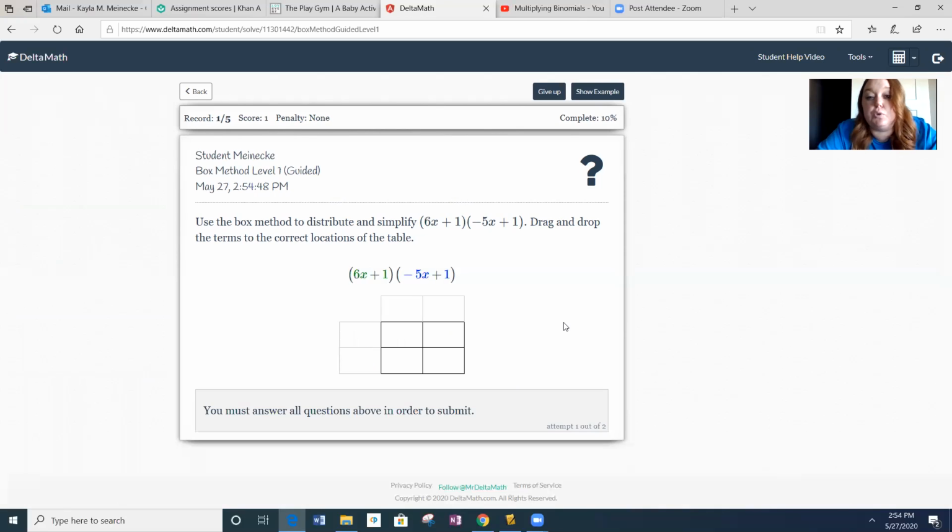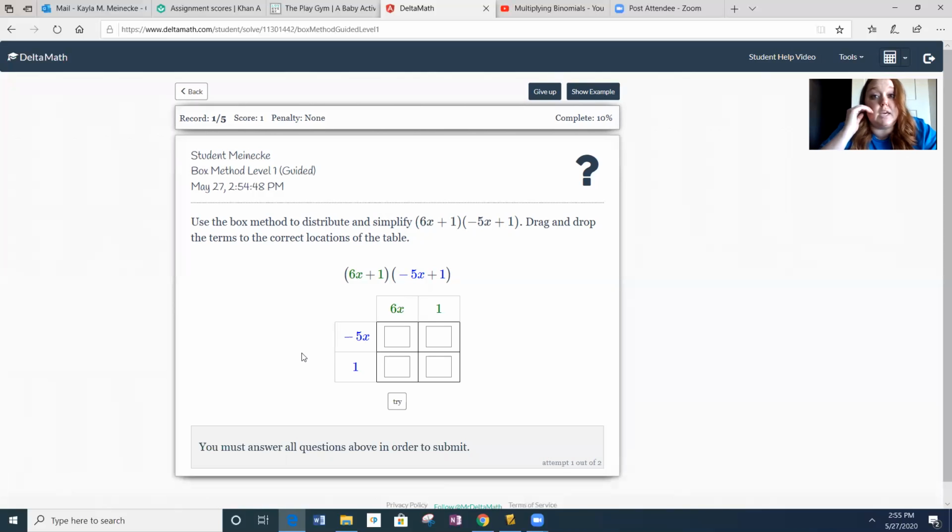If you don't get it right, it'll actually do an animation, I believe, and show you how to do it. I'm going to do one more box method, and then we'll try out the other thing. This 6x, you can place it here, or you could place it on the side. It doesn't really matter. But if I put 6x on top, I've got to put the positive 1 with it on top. That's key. So I'm going to drag negative 5x over here and 1 over here. Now we do the multiplication. Each row gets multiplied by each column. Negative 5x times 6x is negative 30x squared.